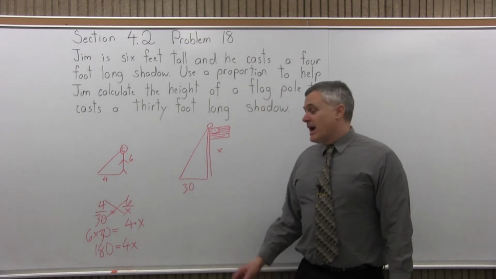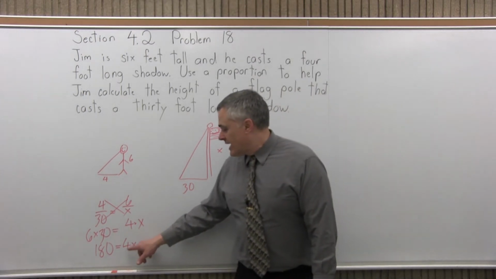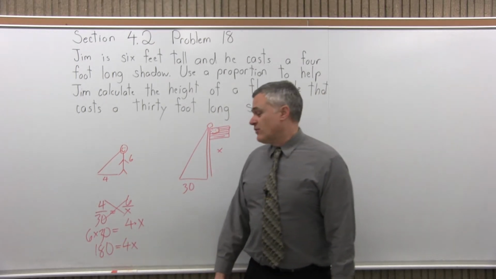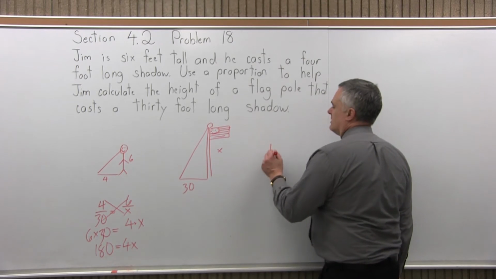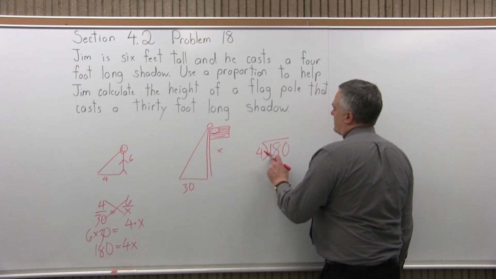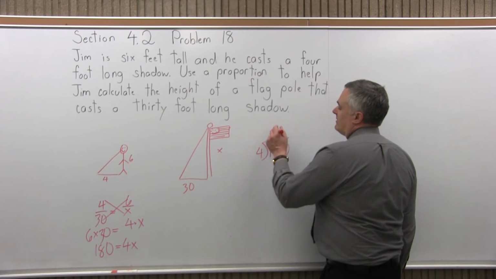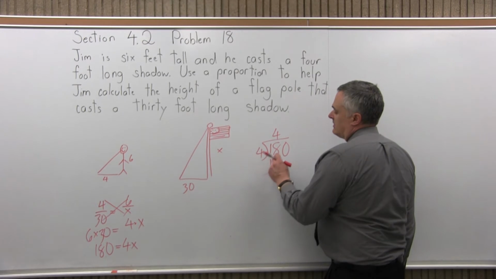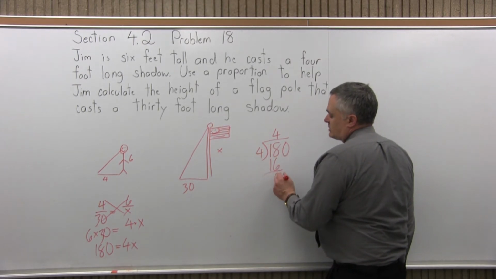So now to solve for x, or the unknown, you're going to divide the 180 by the number in front of your unknown, which in this case is 4. So off to the side, we'll do 180 divided by 4. 4 does not fit into 1. 4 will go into 18 4 times. 4 times 4 is 16. 18 minus 16 is 2.